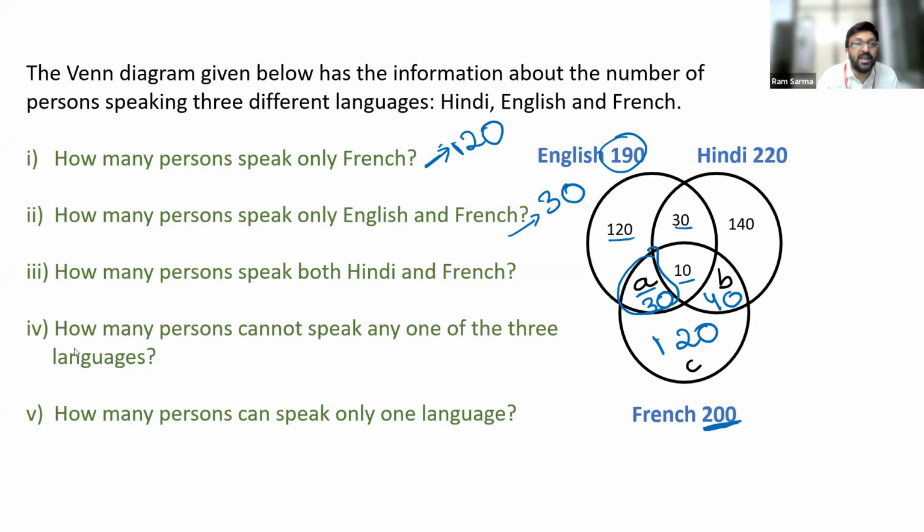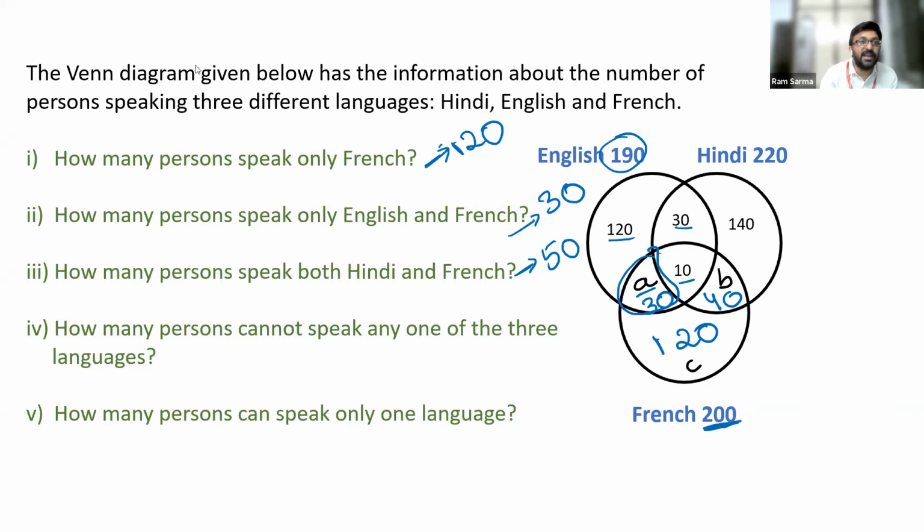Then let's look at the third question. How many persons speak both Hindi and French? Now, Hindi and French is 50. Here 40 members speak only Hindi and French. 10 members speak all the given 3. So Hindi and French is the sum of these two, that's 50.